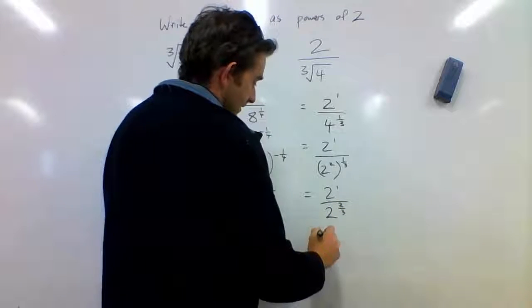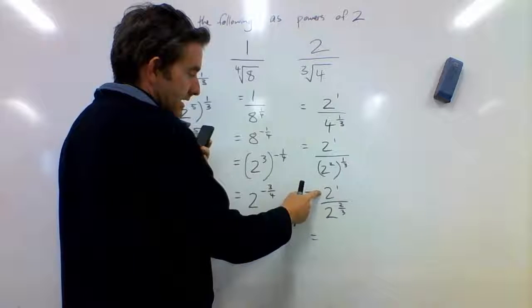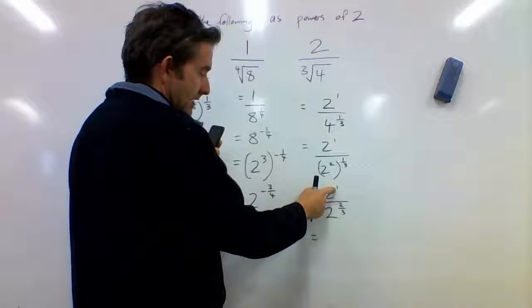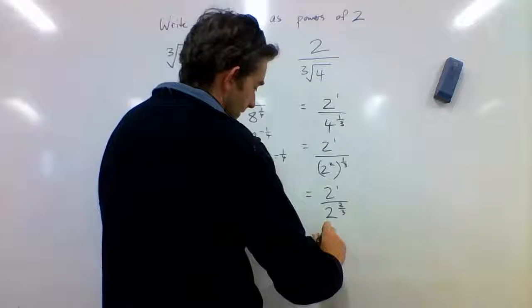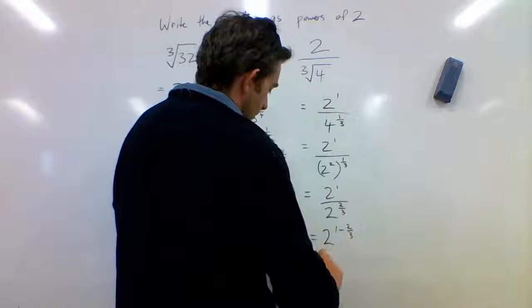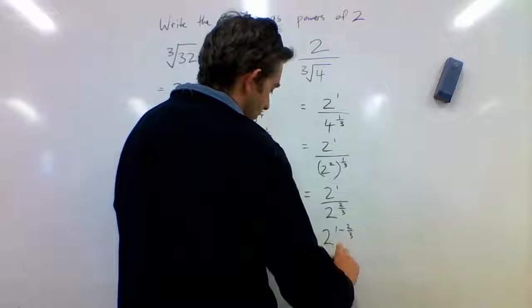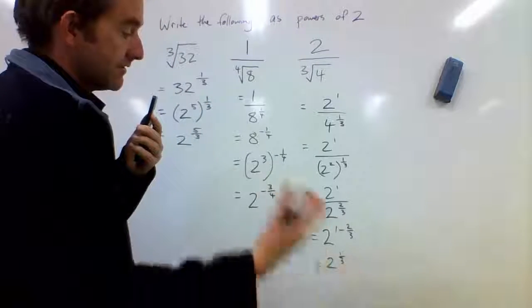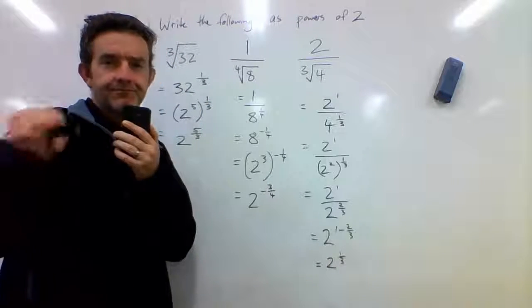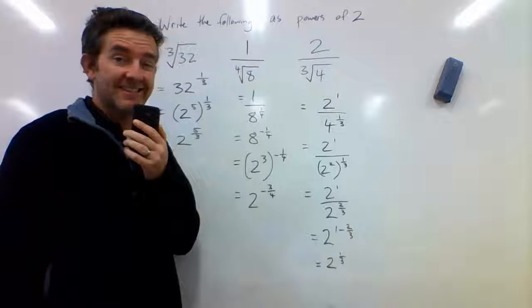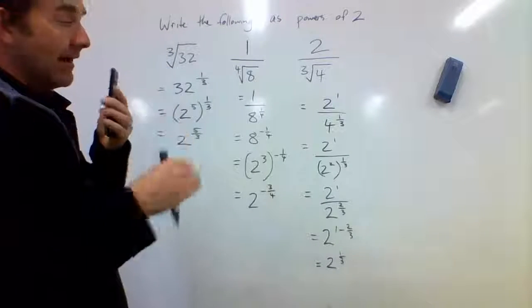And I know that if I'm dividing one thing by another and they've got the same base, I take that power and subtract that power. So it's 2 to the power of 1 take 2 thirds, which is equal to 2 to the power of 1 third. And if I wanted to convert it back into radical form, I could say that that's the cube root of 2 as well. But it did say to put it as a power of 2, so I should leave it as a third.